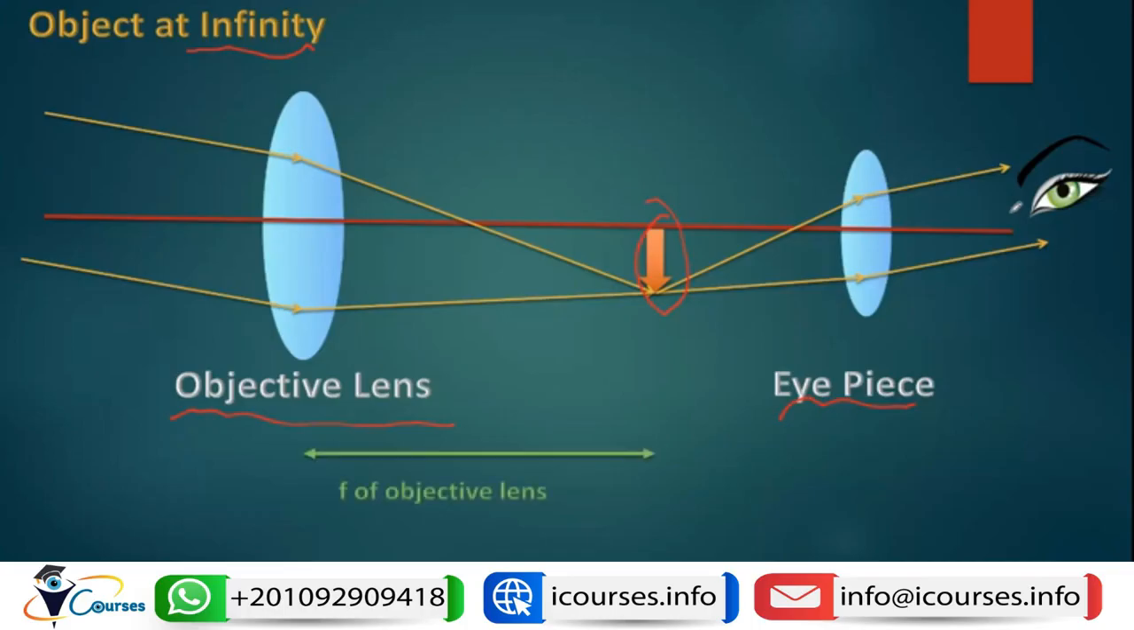So here is what's called the focal length of the objective lens, and here is the focal length of the eyepiece. So in this telescope particularly, the length of this telescope will be the addition of both the focal length of the objective lens and the focal length of the eyepiece. And this is what is called the inverting telescope, or the astronomical telescope, or the Keplerian telescope.